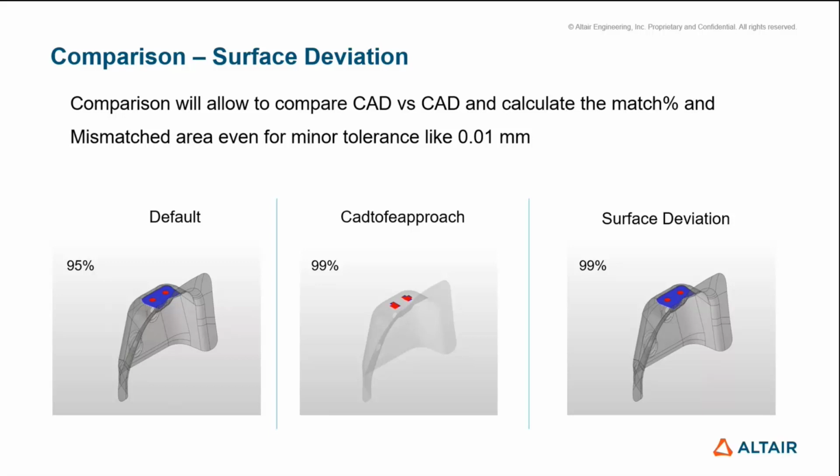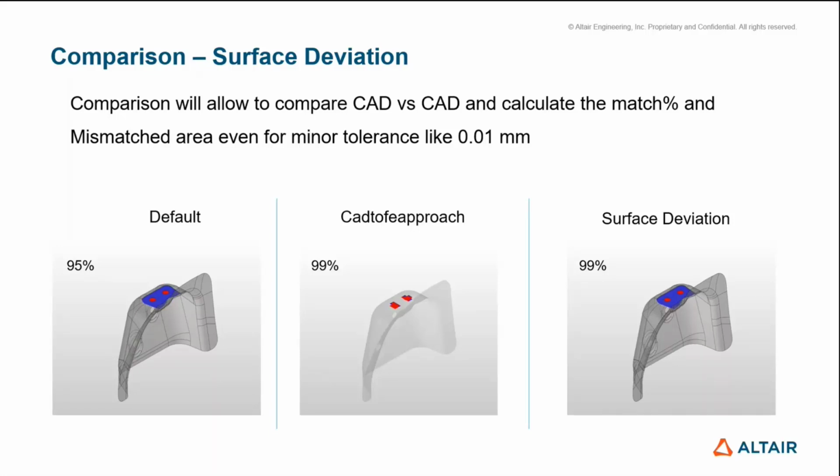There is no feature involved, we cannot recognize features, it's all surface based. So for this particular part, you can see 95% matching, though only two holes are mismatched. So this was the issue, because we wanted to compare at feature level: even if one line, one hole, one fillet is mismatching, we want to identify it and calculate the percentage. So that was not possible.